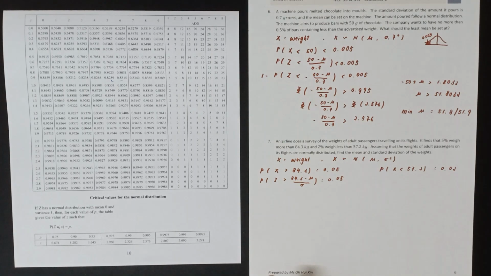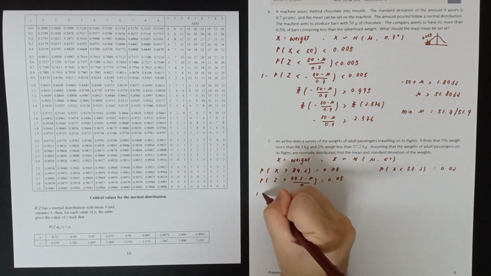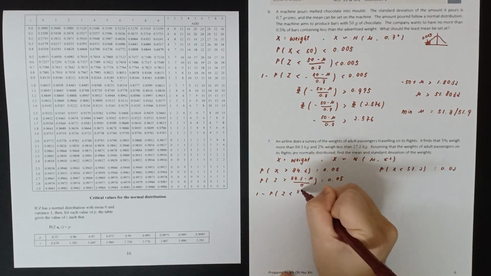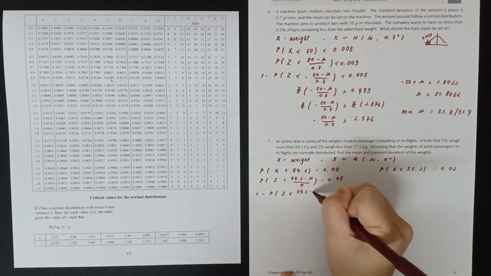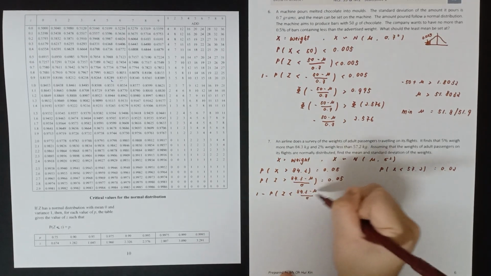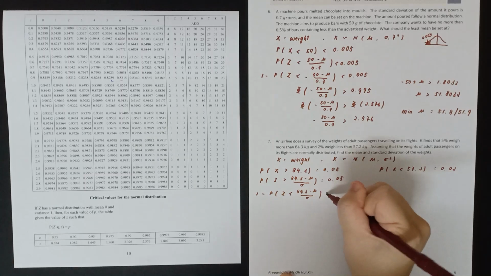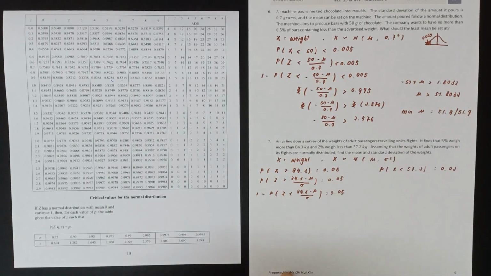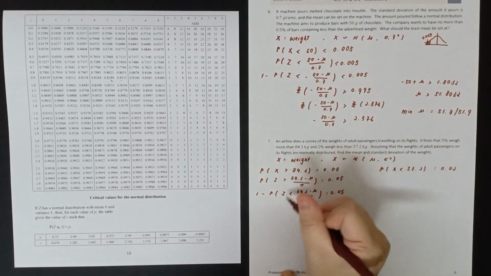Okay, so that's why what I need to do is I will try to change it. So meaning instead of finding more than, then I'll find less than. So 1 minus probability z less than (84.3 minus mu) divided by standard deviation equals 0.05. Okay, then I'm going to arrange it.